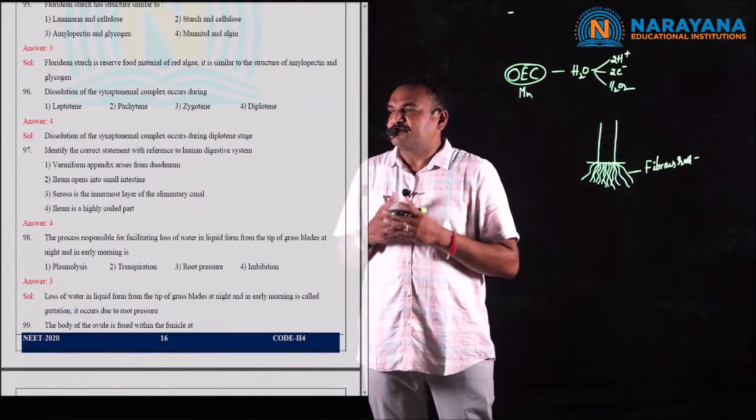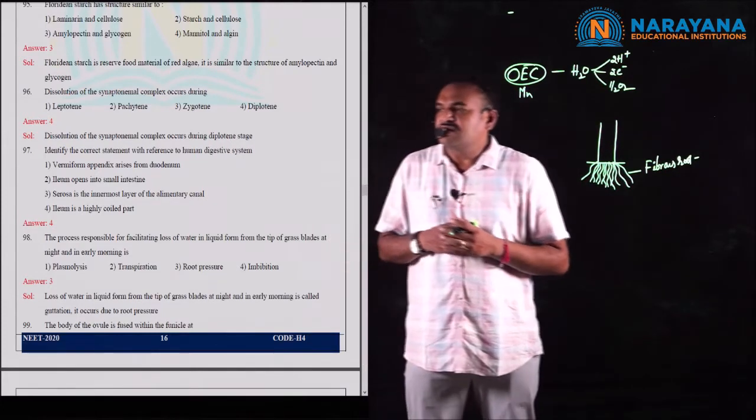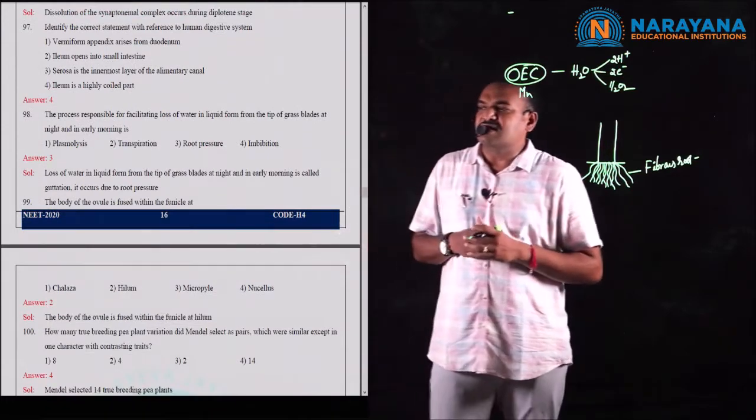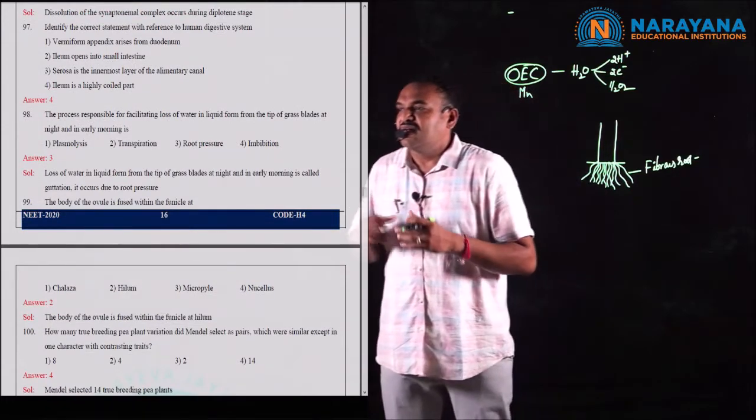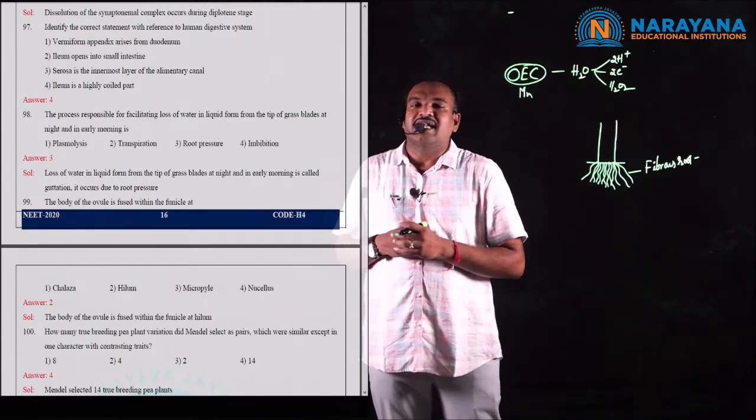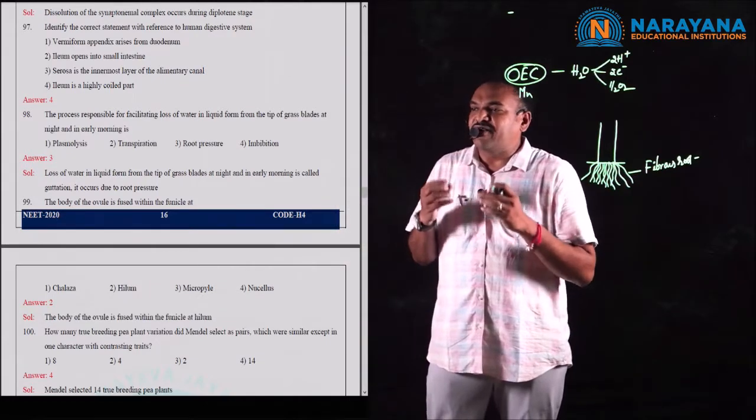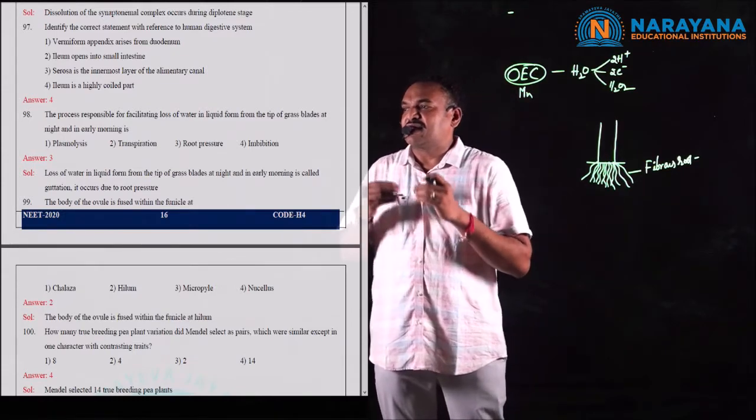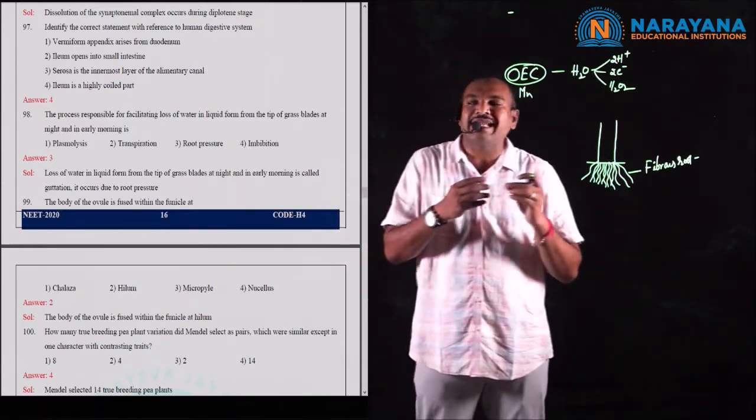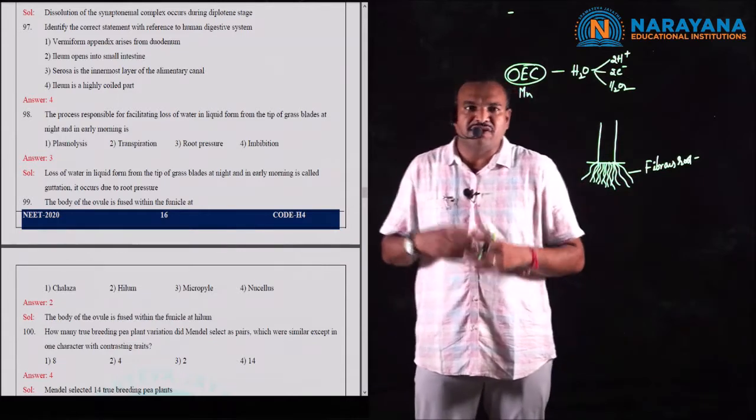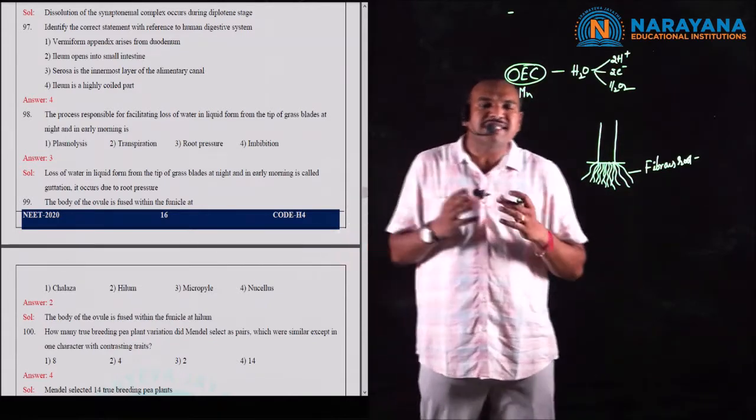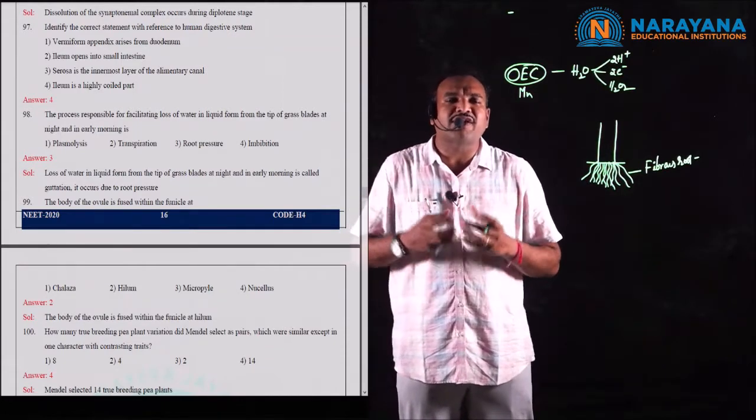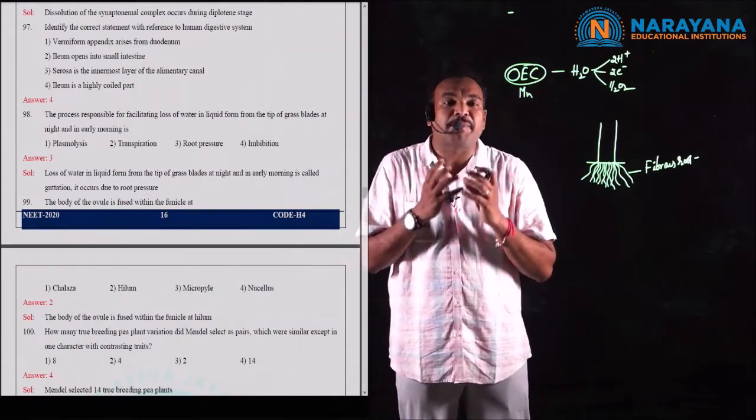And the next one is question number 98. What is the process responsible for facilitating loss of water in liquid form from the tips of grass blades at night and in early morning? If you observe, the question is regarding the process of guttation. What is guttation? Loss of water in the form of water droplets.